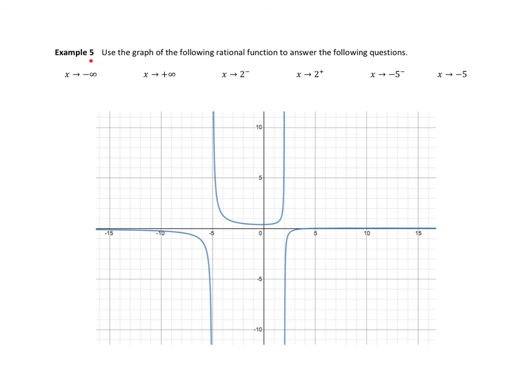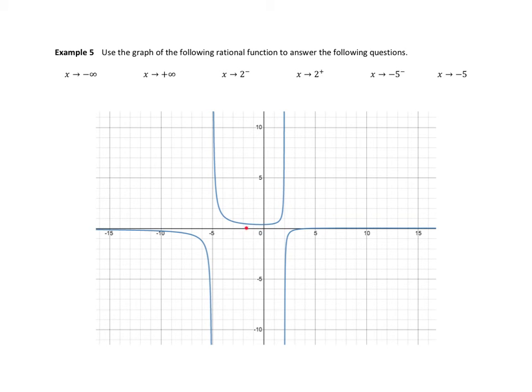In example 5, we have a graph of a more complicated rational function. I can see from the graph there appears to be a horizontal asymptote and maybe a couple of vertical asymptotes. But the goal here is to determine, as x approaches these values, what happens to the corresponding y values. So let's start with this one here. What happens to the y values of this function as x approaches negative infinity?